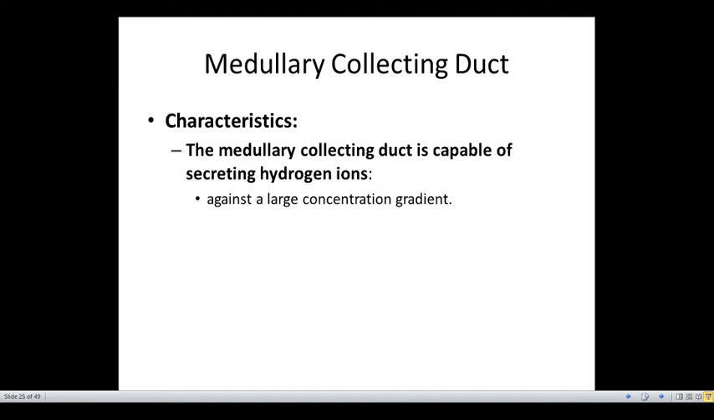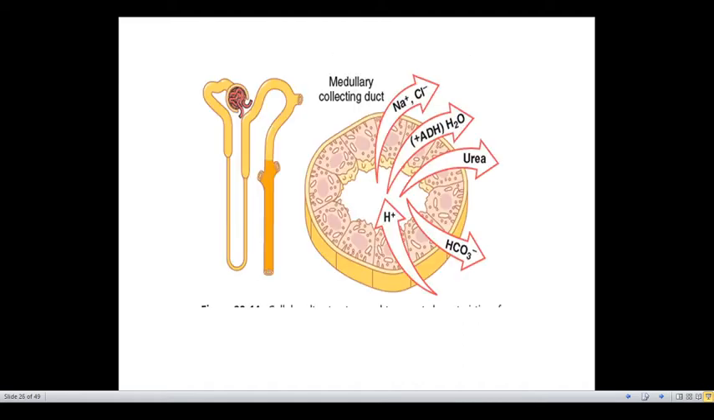Thirdly, the medullary collecting duct is capable of secreting hydrogen ions against a large concentration gradient. This figure shows the cellular ultrastructure and transport characteristics of the medullary collecting duct.